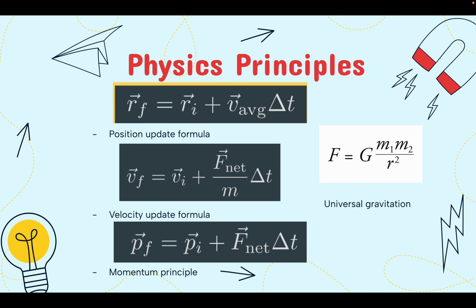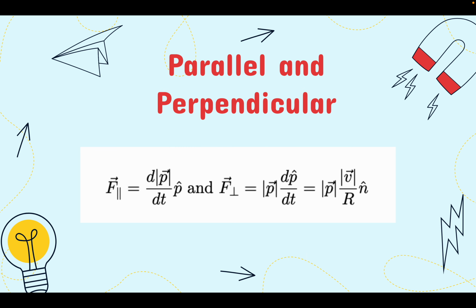So some of the physics principles I used were the momentum principle, which says the net force equals the rate of change of momentum, or basically force changes motion. Then there was Newton's second law, which connects force, mass, and acceleration. And of course, the law of universal gravitation, which tells us how two objects pull on each other based on their masses and distance. My program also used the position update and velocity update formulas. Those are what move each object forward a tiny step in time during the simulation. And then I also used parallel and perpendicular components to see how the force affected the motion and the direction of motion.